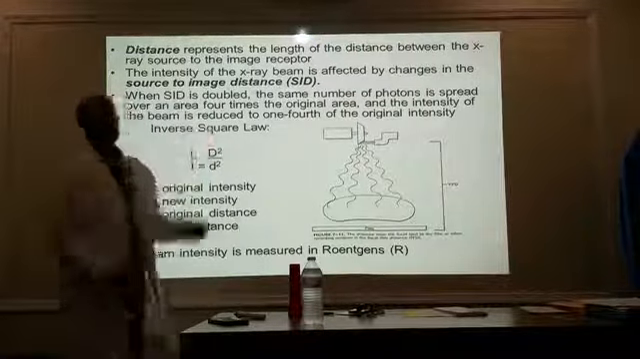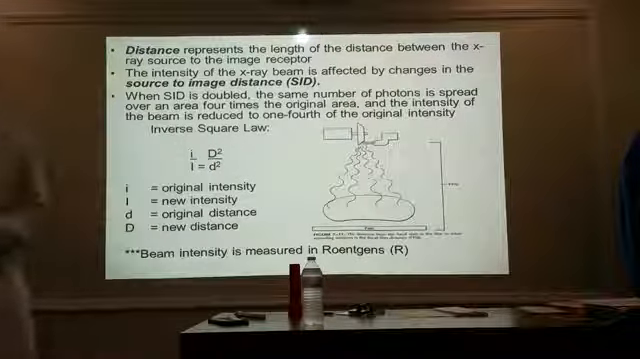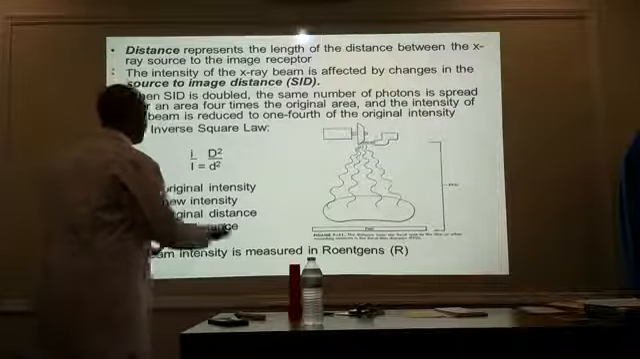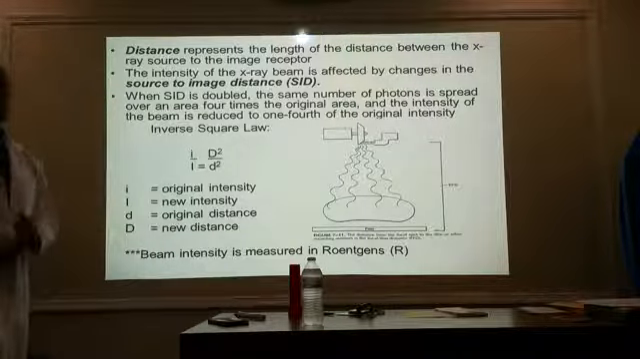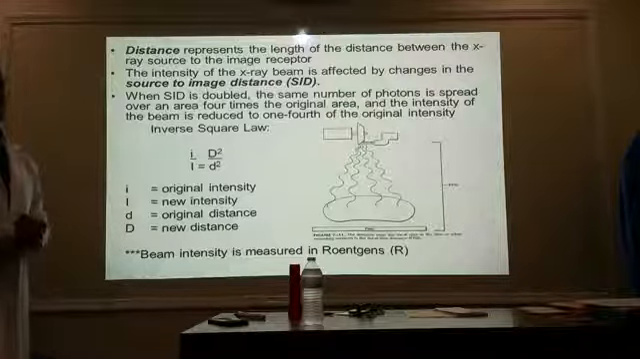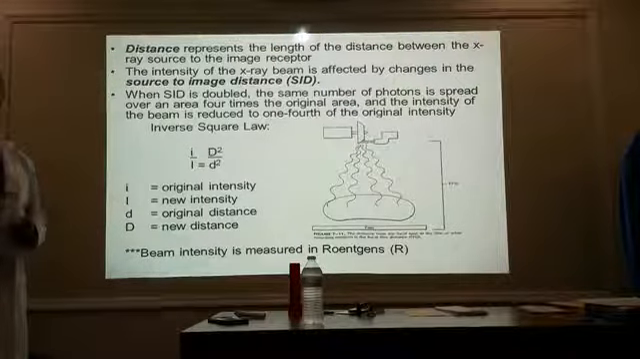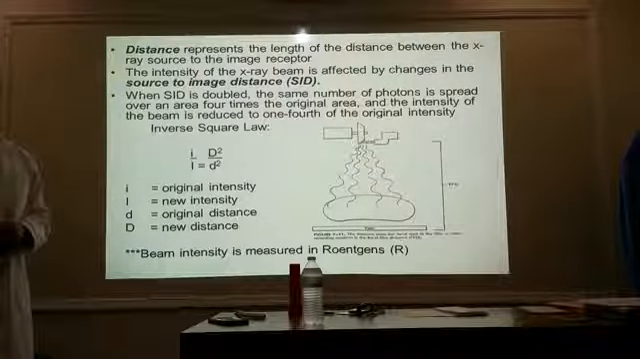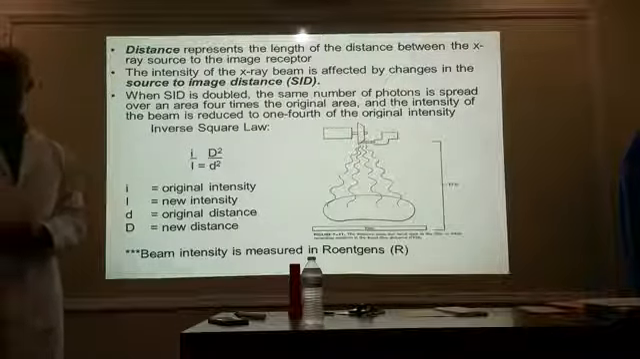If I were to triple my SID, my beam is reduced to how much now of its original intensity? A third? Well, because we're squaring it, right? So it's going to be a what? You said it, a ninth. It's going to be a ninth of the original intensity.